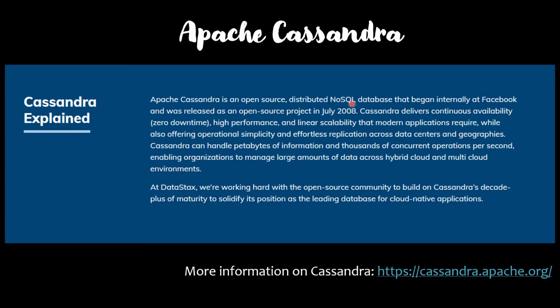It is a distributed NoSQL database. It began internally at Facebook, so Facebook used Cassandra. It was released as open source in July 2008, which is a long time ago also. It delivers continuous availability, zero downtime, high performance, and linear scalability. That's why Facebook adopted this kind of database. You can read the rest on your own, I think.